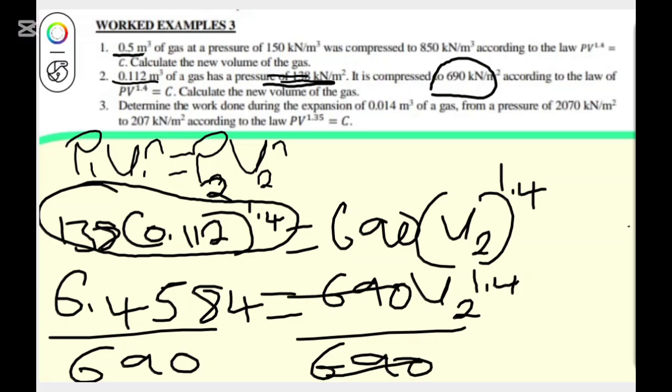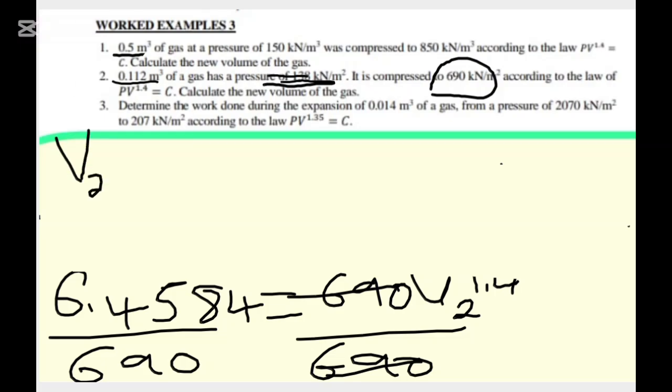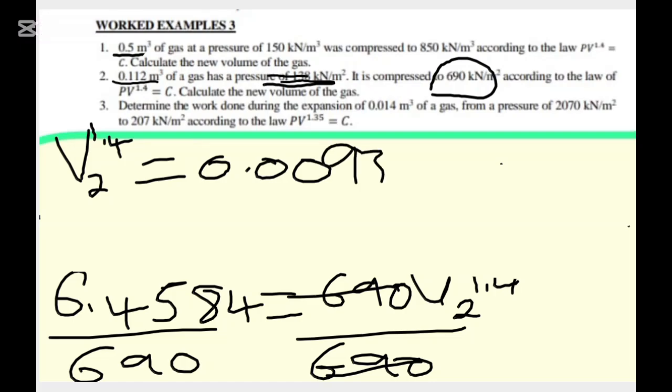So I have to divide both sides by 690. This 690 will go with this. At the end, I will now say the value of V2 to the power of 1.4 is the same thing as, if I say 6.4584 divided by 690, what am I going to get? So at the end, I'll get 0.00936.